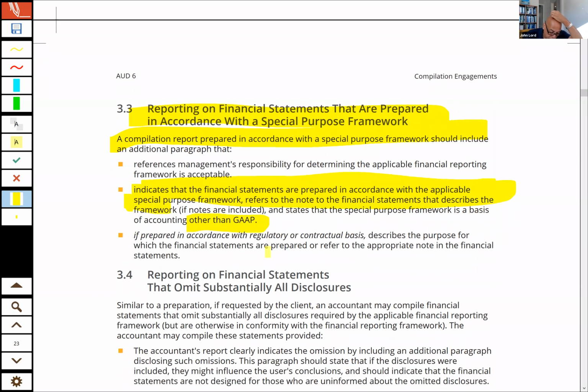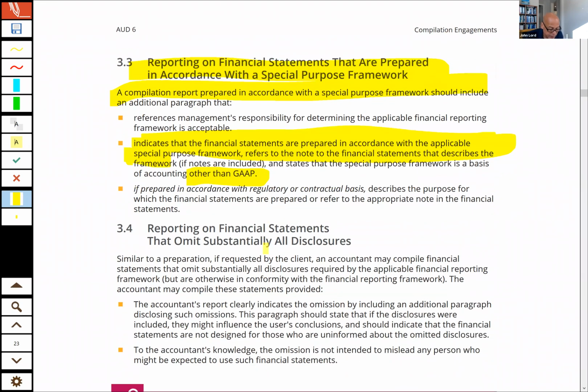Now you come over, and we said this before when we were talking about preparing statements under a regulatory or contractual basis. Those statements are almost always restricted, and we refer them to the appropriate note.